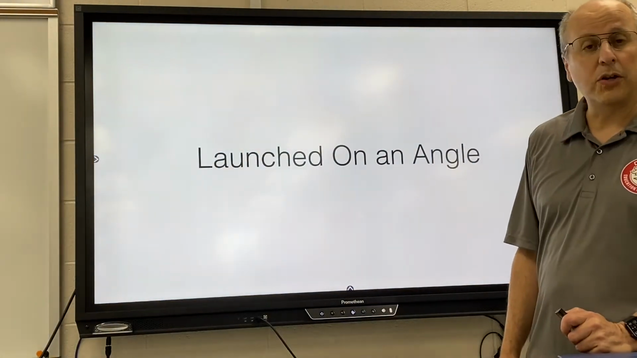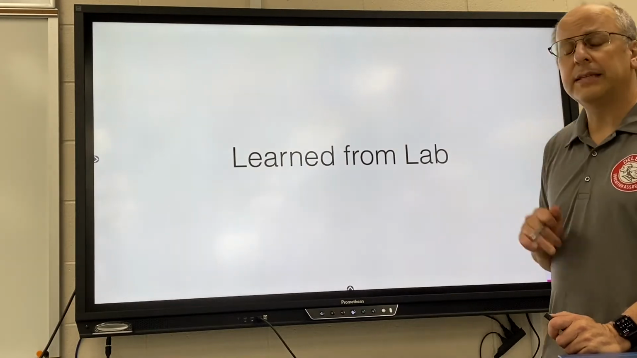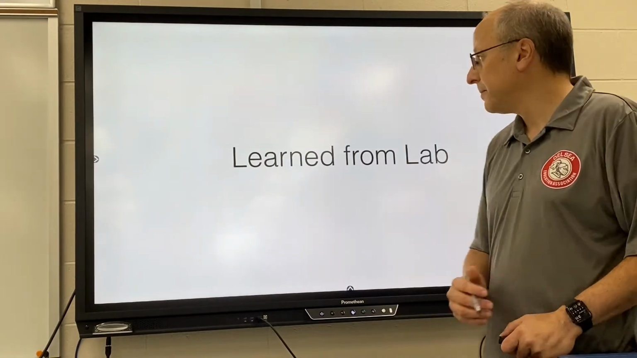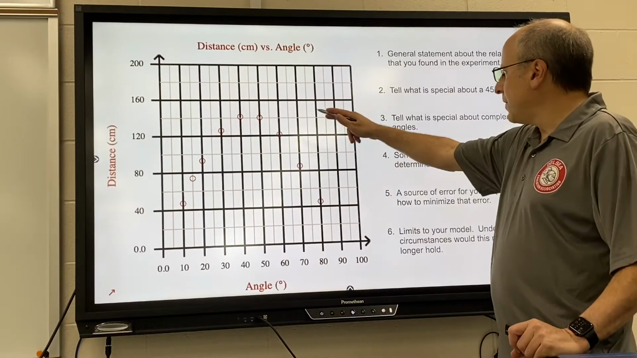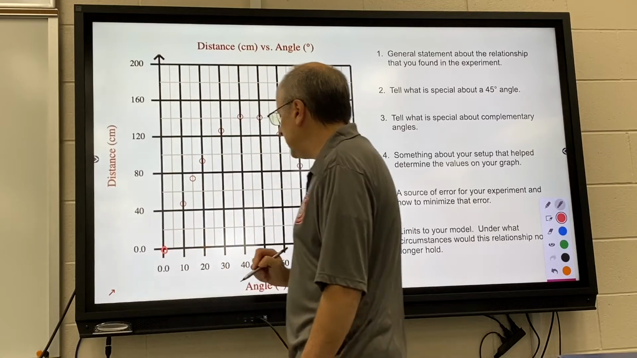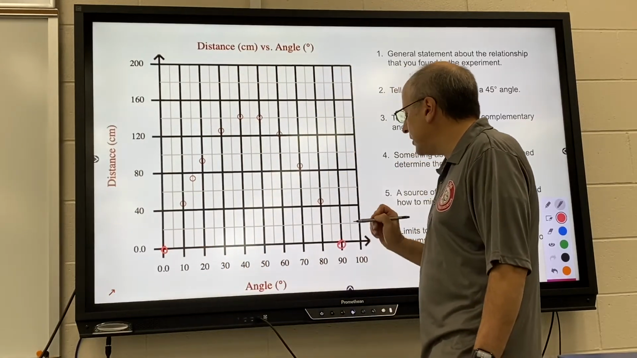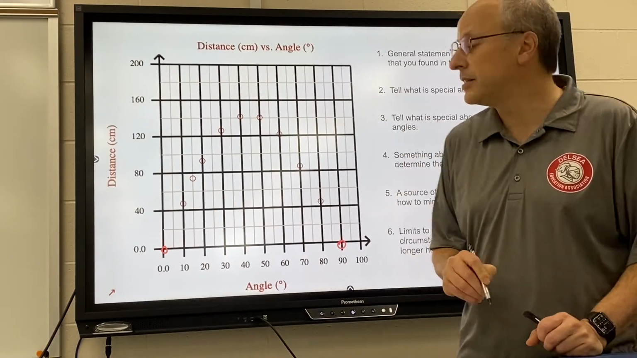Okay, now we want to launch our projectiles on angles. And we did this in lab, so let's see what we learned. Okay, we saw our graph come out something like this. I first want to point out that if you have a 0-degree angle or a 90-degree angle, your projectile is not going to go any horizontal distance.